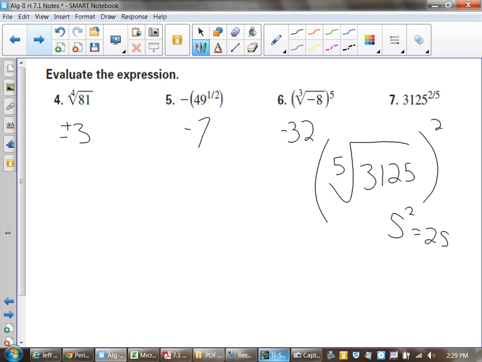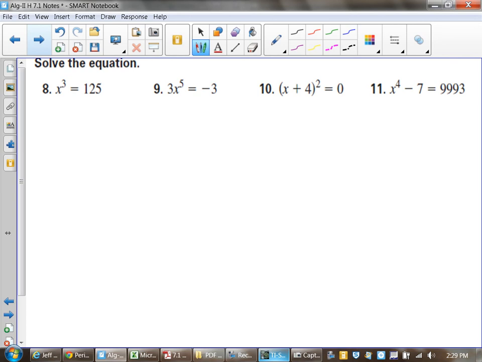Okay. All right. Take a second and figure these out.